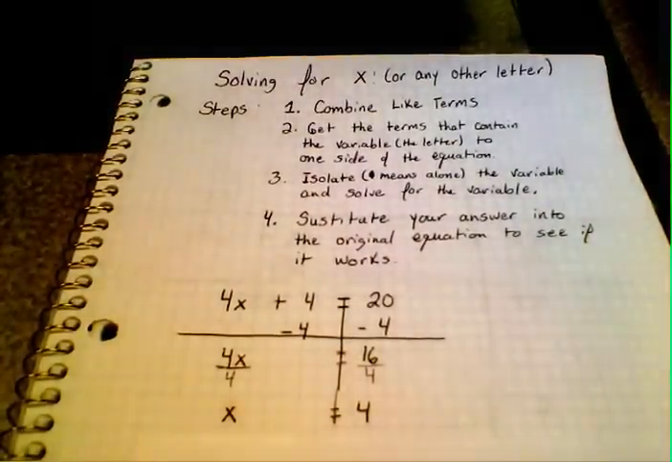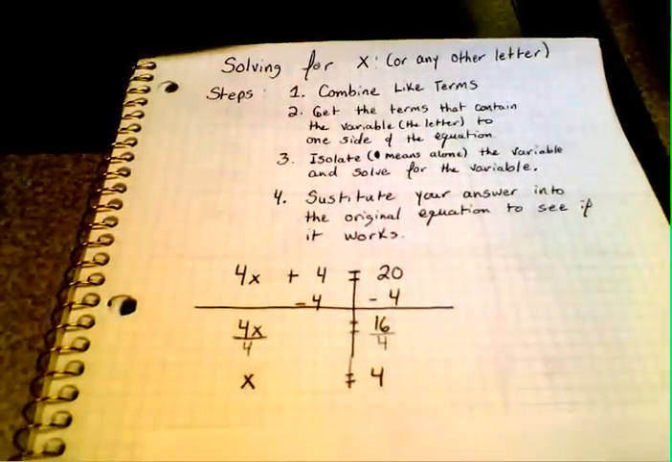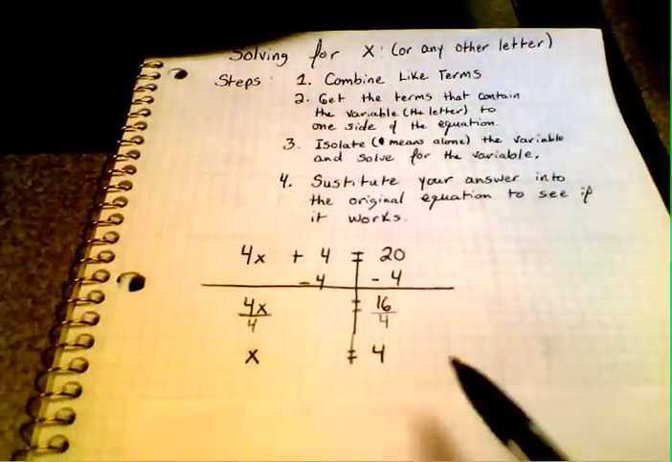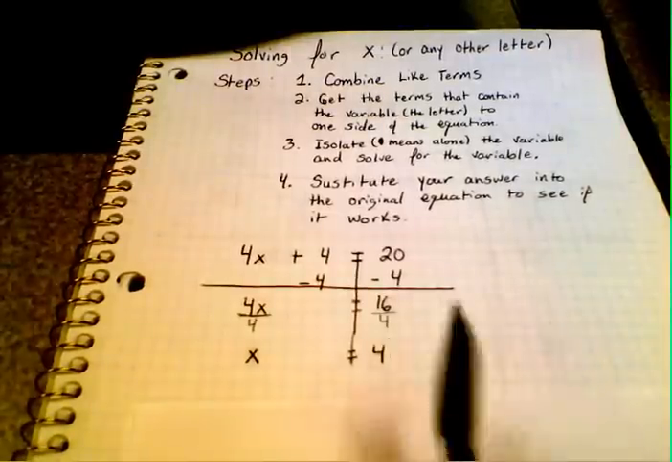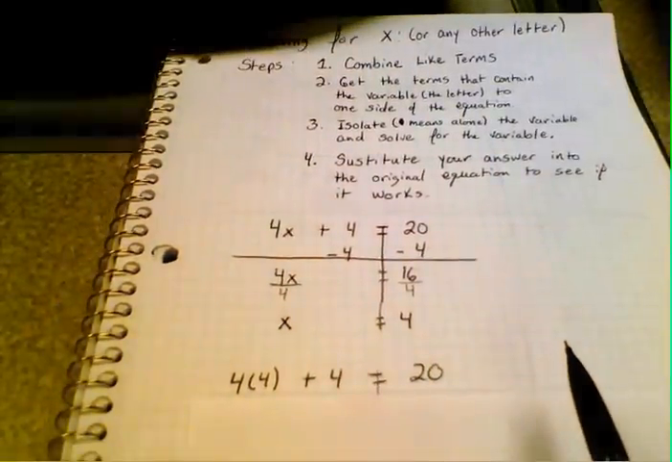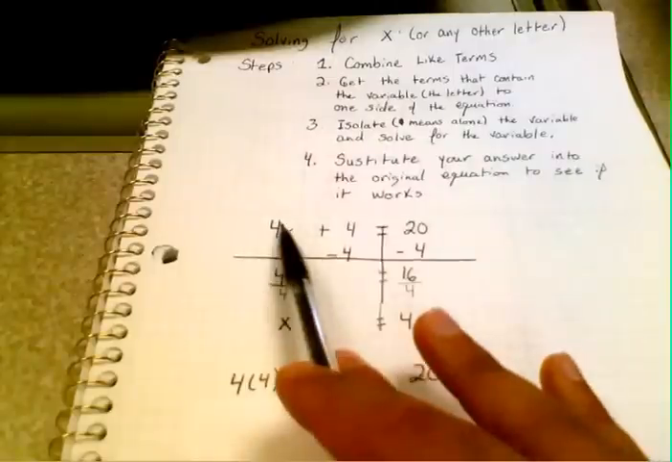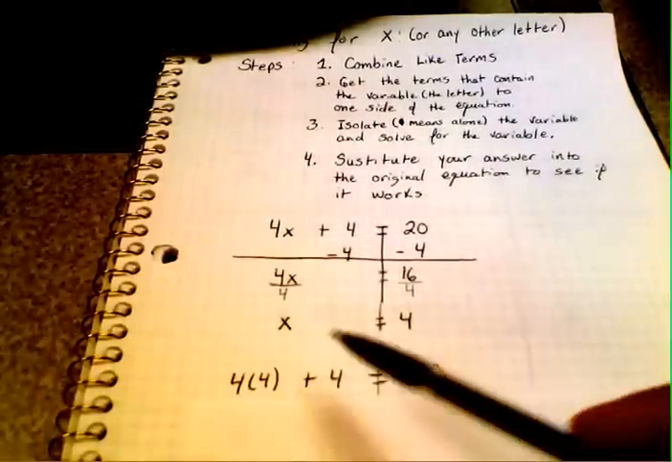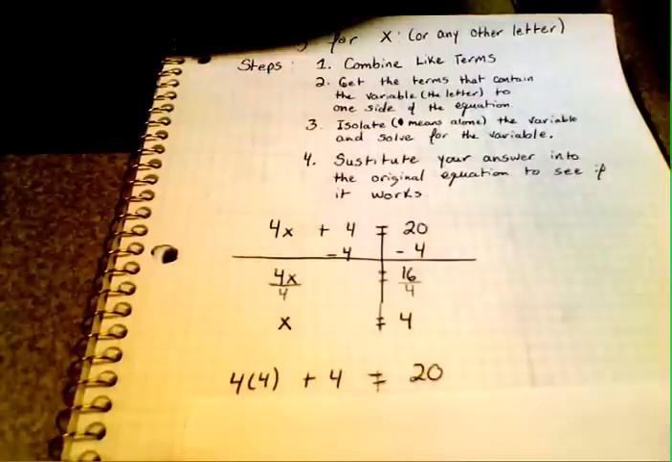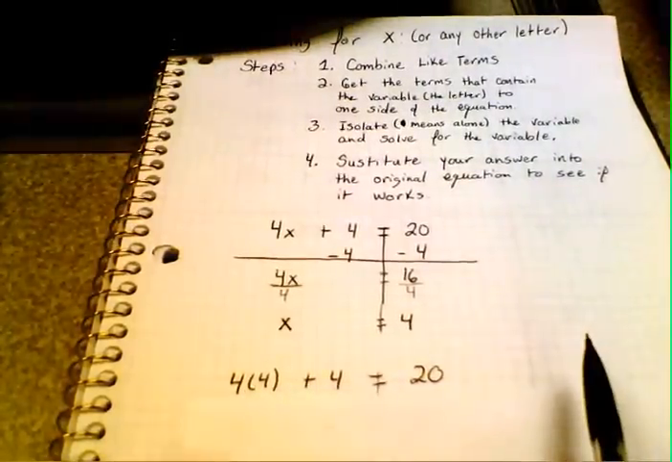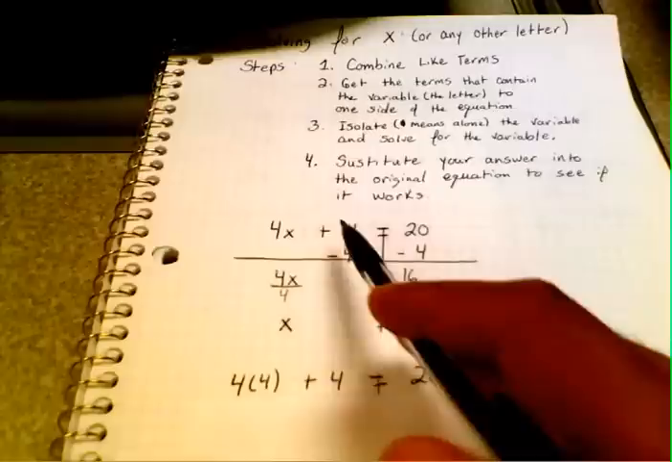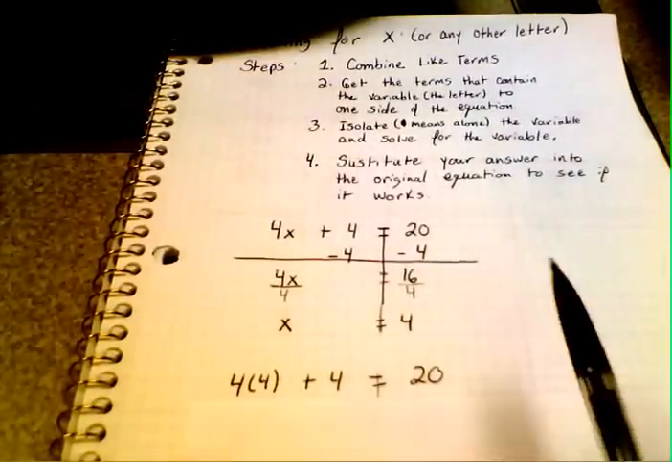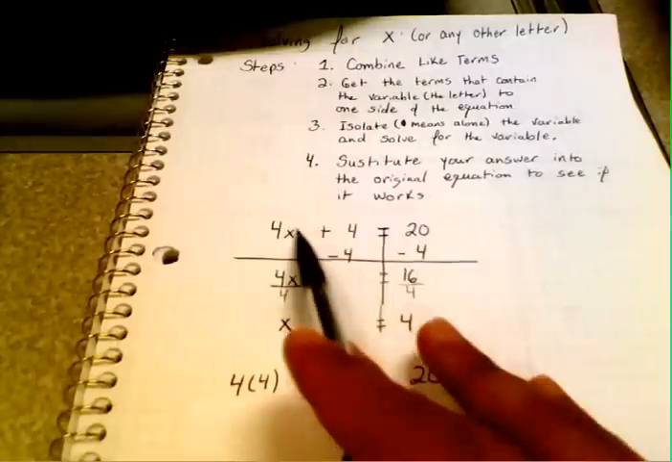Now the final step is something that students don't like to do sometimes, but it will tell them if their answer is correct. So I have x equals 4, and I can plug 4 back into the original equation. If 4 makes the left side and the right side equal, then I know 4 is the solution to the equation here. So 4 times 4, I'm just going to substitute 4 in for x.